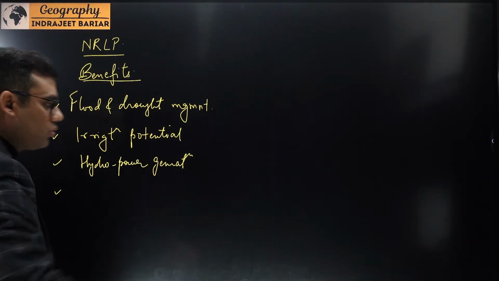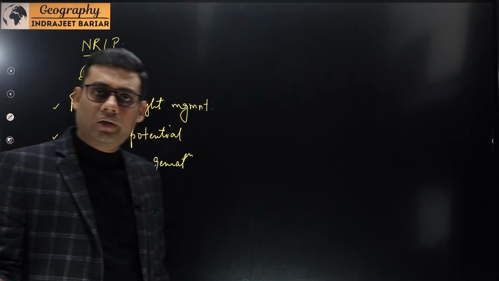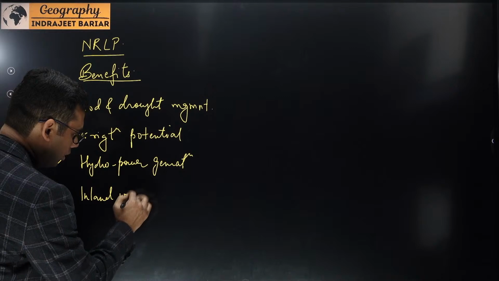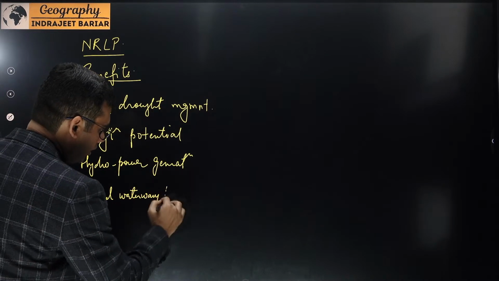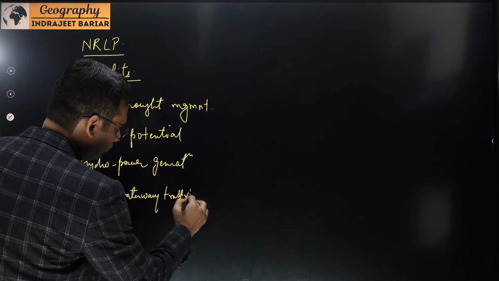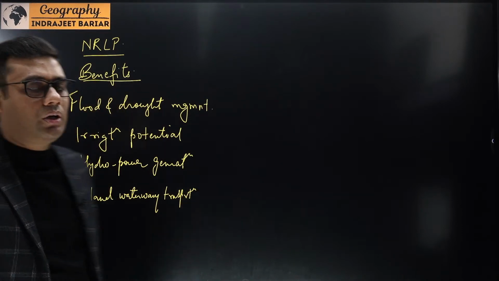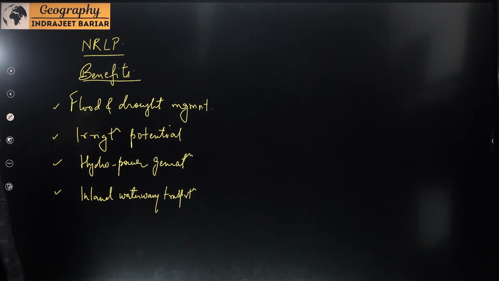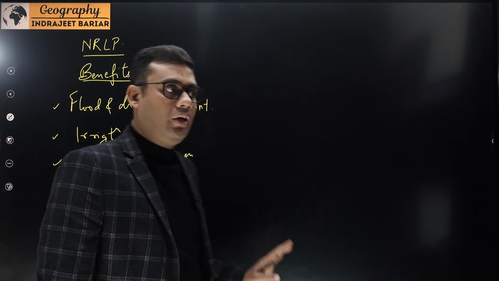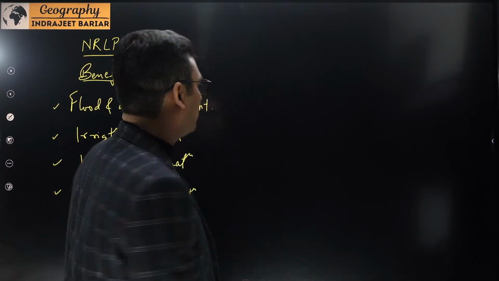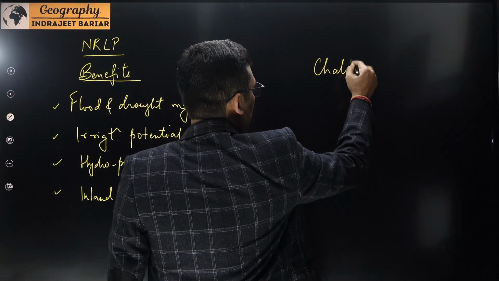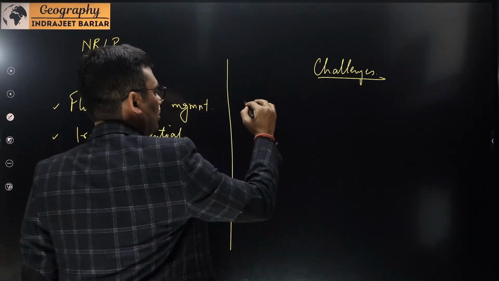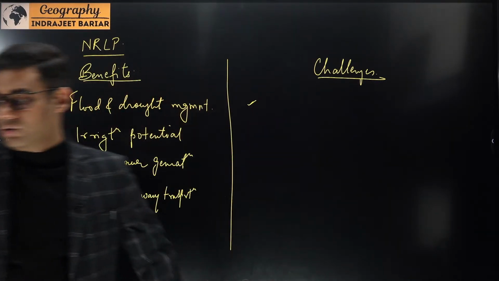So likewise over here, if all the rivers are connected, we will have a very dense network of inland waterway transportation. So inland waterway transportation will get a boost due to this. So there are a lot of benefits definitely we see with river interlinking projects. But at the same time, there are a number of challenges or criticisms with respect to this project also. What would be the challenges or the criticisms?